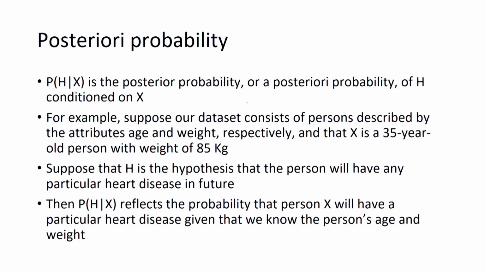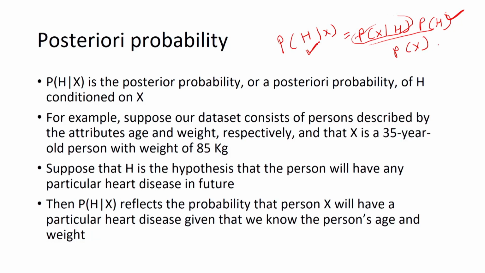So, the posterior probability, as we have seen, is probability of H given X. This is the Bayes theorem: probability of H given X is equal to probability of X given H into probability of H upon probability of X. This is the prior probability of the hypothesis, and this is the posterior probability of the hypothesis. So, how are we calculating the posterior probability? Using the prior probability and this probability.